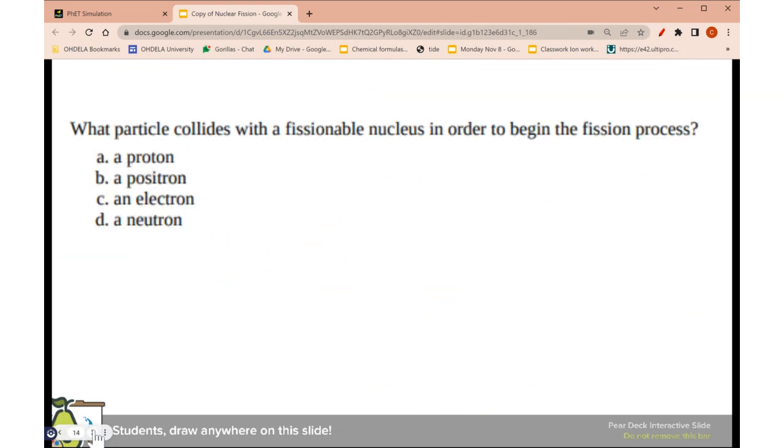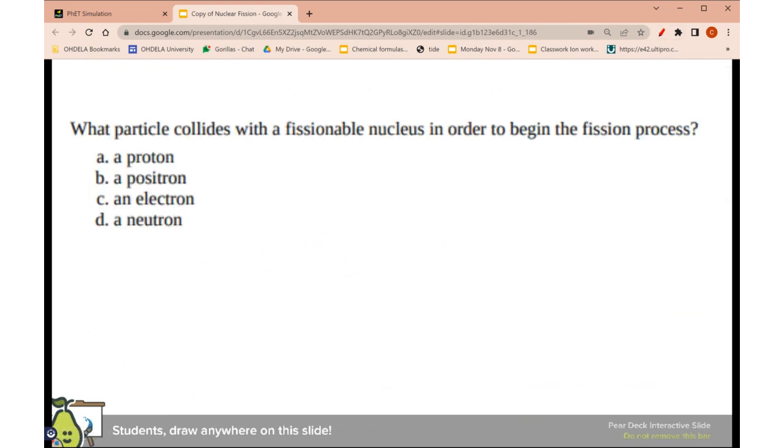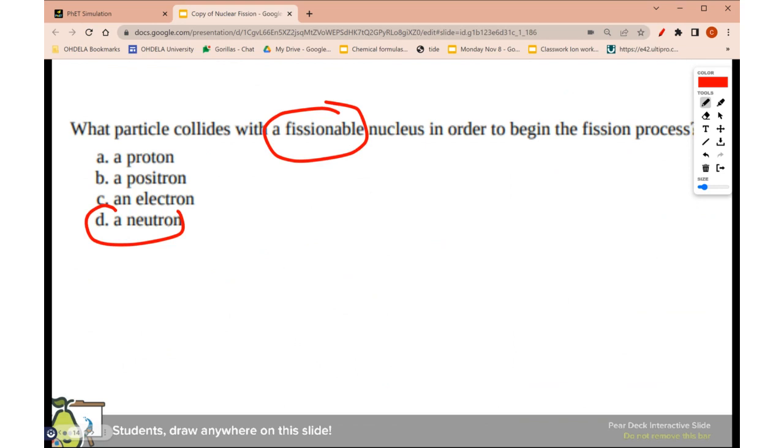All right, what particle collides with a fissionable nucleus in order to begin? Not everything that we hit with a neutron will break apart. Not everything will break apart. So it has to be fissionable. That's why we use something that is unstable and can break apart, and we're using a neutron because it has 0 charge and can hit the nucleus, which is positively charged.